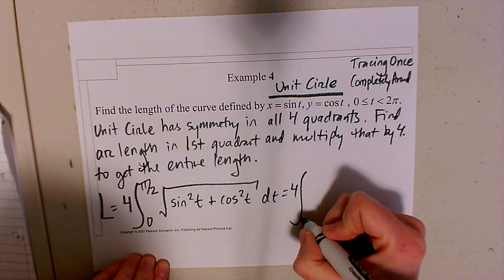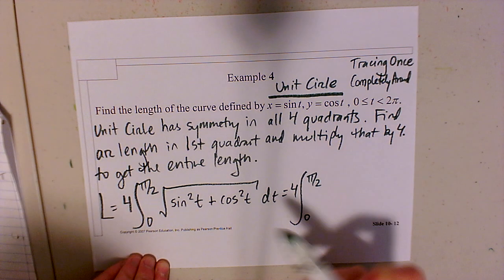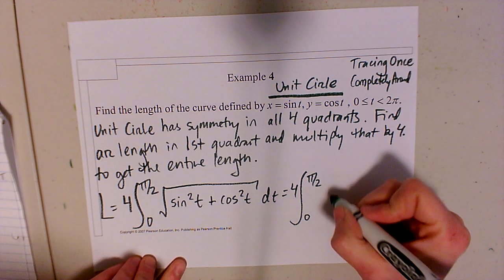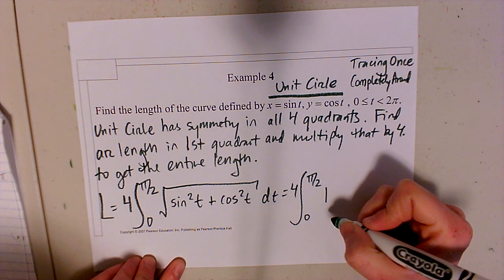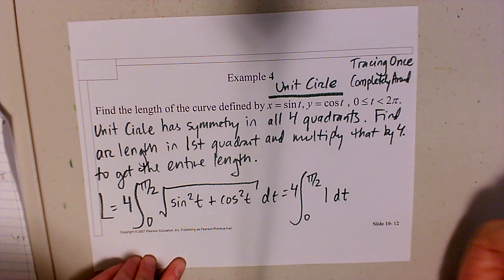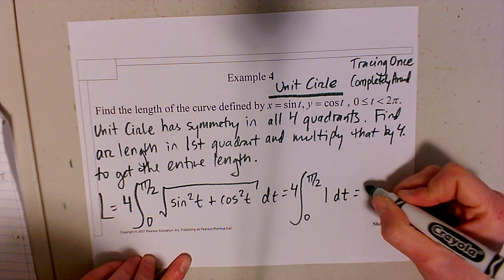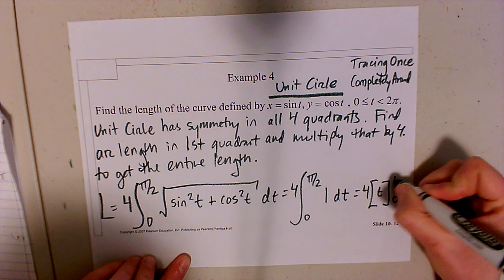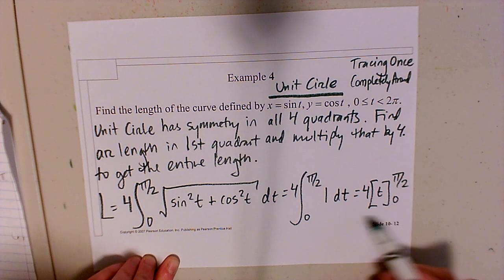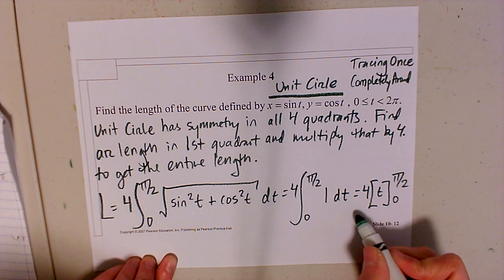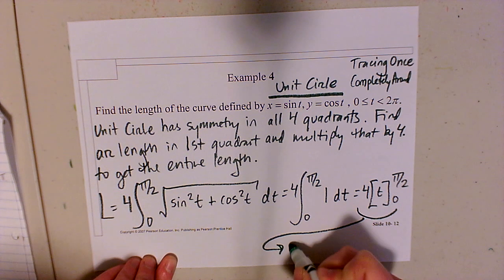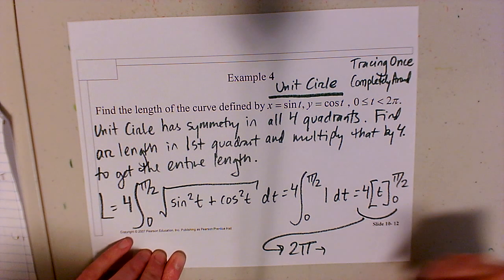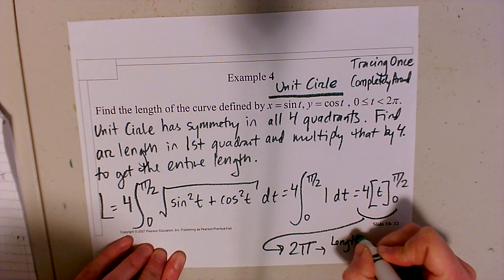So we've got 4 times the integral from 0 to pi over 2. Sine squared t plus cosine squared t is just 1, and then if we take the square root of that, that's also 1. So the integral of 1 with respect to t from 0 to pi over 2 is going to be 4 times t evaluated from 0 to pi over 2, and this all right here just simplifies to 2 pi. And so our answer, the length of the curve, is 2 pi.